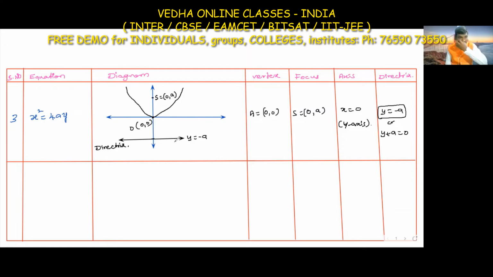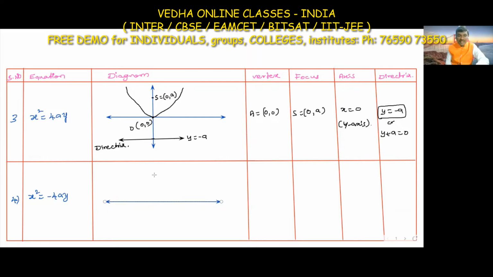Simply remember this. And if we take the next one, the fourth one, serial number 4, x square is equals to minus 4ay. If we take this, what do we get? You can also guess here.